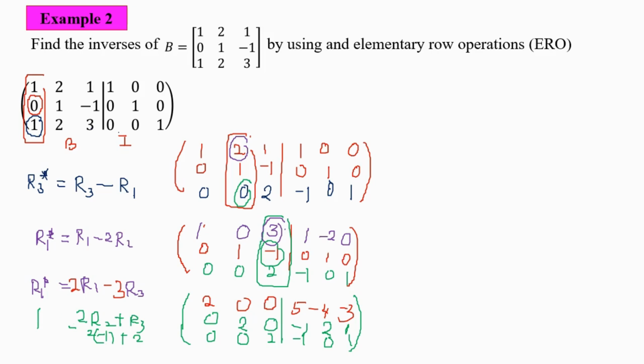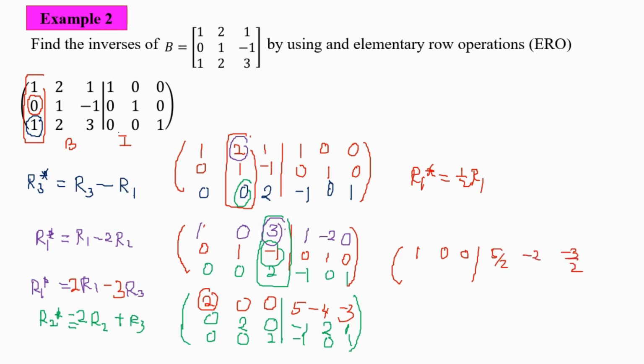And then finally, we look at the leading diagonal. We look at the first leading diagonal. Here it's still 2. How are you going to make it 1? I multiply R1 by 1 over 2. So I have 1, 0, 0, 5 over 2, minus 2, and minus 3 over 2. For the second row, the new R2, I multiply by 1 over 2 also, in order to get the identity: 0, 1, 0, minus 1 over 2, 1, and 1 over 2.